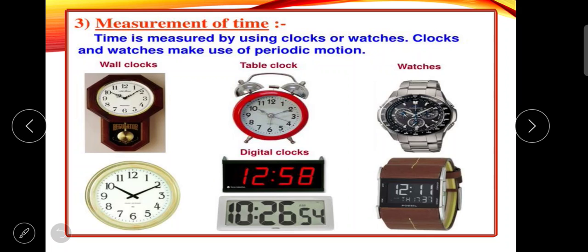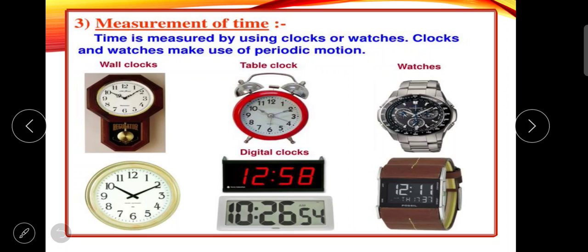Now how do we measure time? Time is measured by using clocks or watches. Clocks and watches make use of periodic motion, and because of that we can calculate time. Time helps us. In measurement of time, if you do not have a clock, you cannot decide the time, but we can see the sun rays and identify the time.